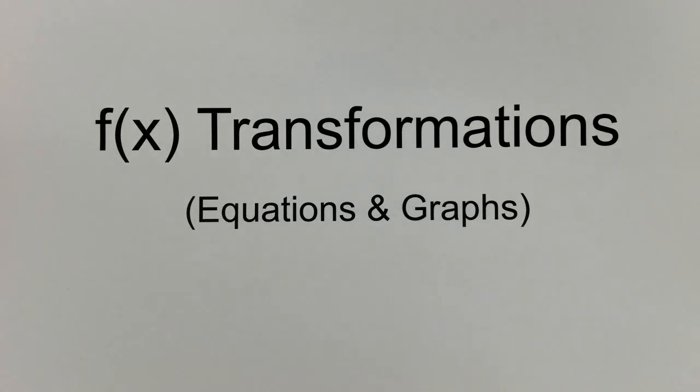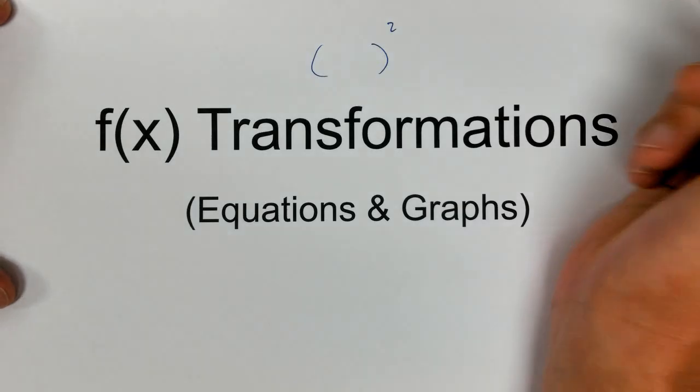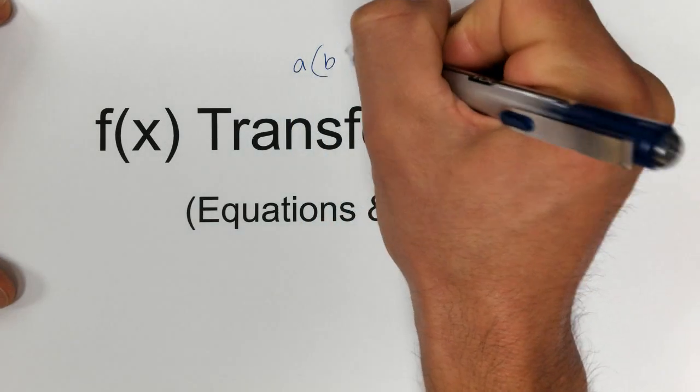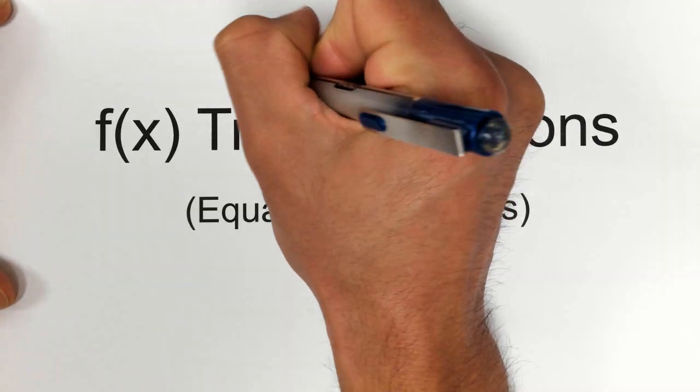Hi, welcome back. In this video, we're going to talk about transformations by looking at the equations and the graphs. In the previous video, we spoke about the effects and the changes of the letters A, B, H, and K, when specifically focusing on a quadratic. So we looked at the quadratic function, and we focus on what happens when we change A, B, H, and K.